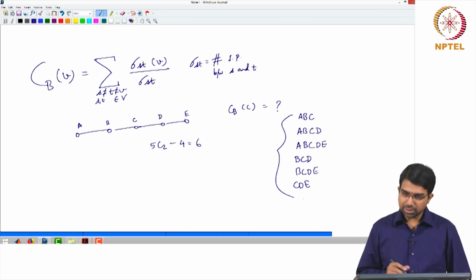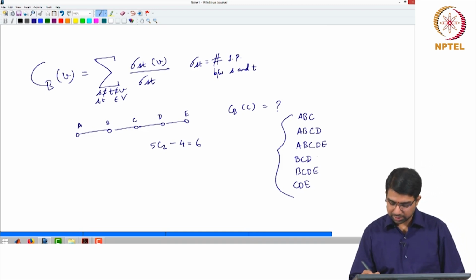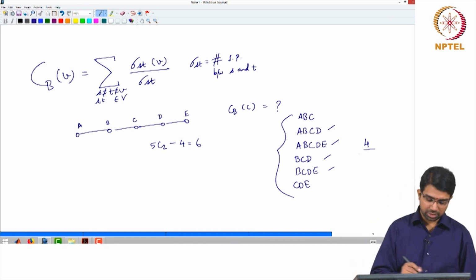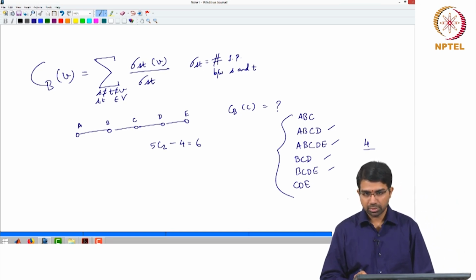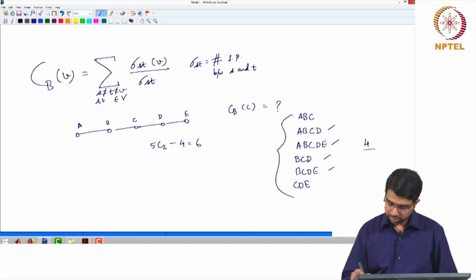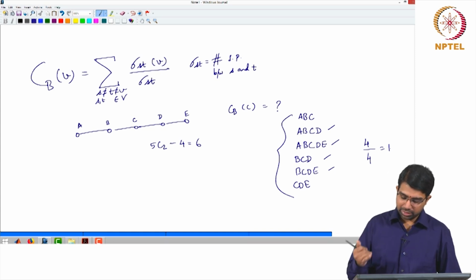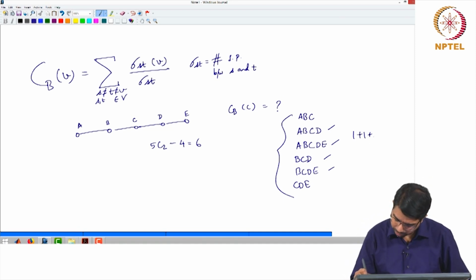So, first let us look at CB of C. So, what are all the paths that pass through C? It is going to be 4 by, yeah, it's at the terminus, no. So, we said S not equals to T not equals V. It is actually 4 by 4 equals 1. So, for all S and T, between A and D, A and E, B and D, B and E, sorry, it is actually 1 plus 1 plus 1 plus 1, no.